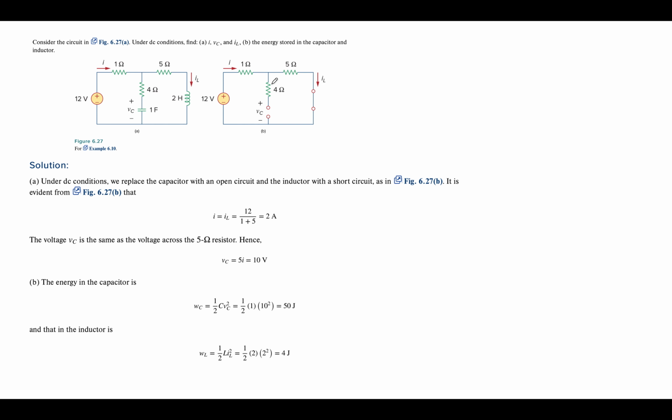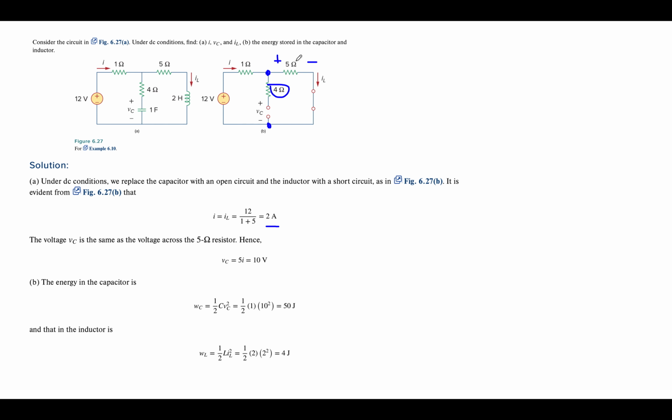So what that means is no current's going to go through this 4 ohm resistor. So all the current's going to go through a single path. So the current will just be 12 volts divided by 6 ohms, or 2 amps, making the voltage across this 5 ohm resistor 10 volts. Here are nodes here and here.